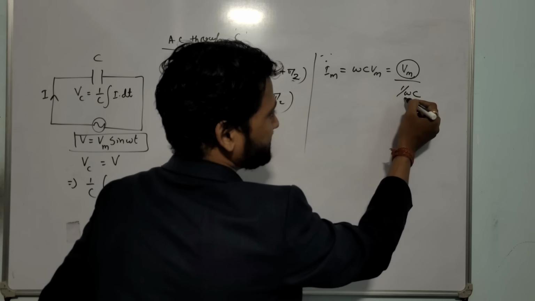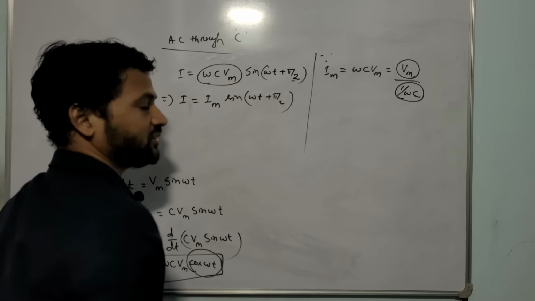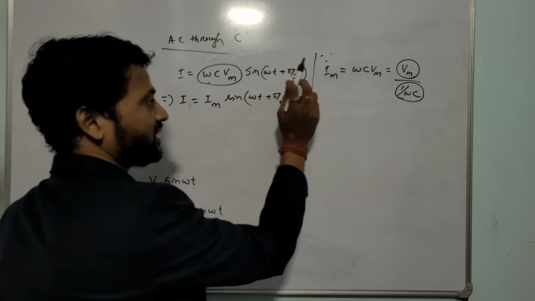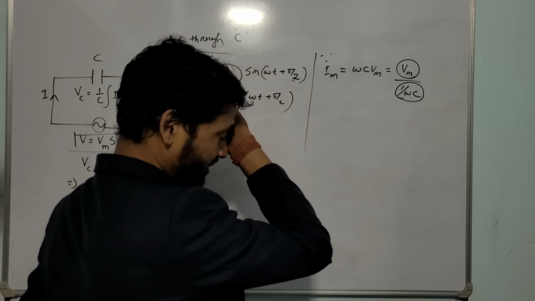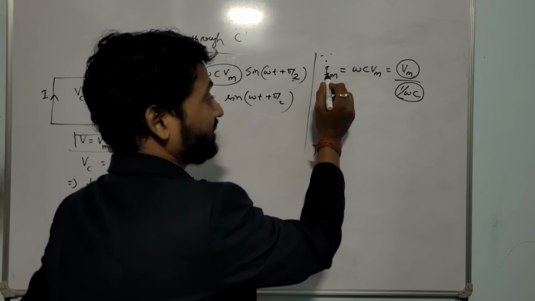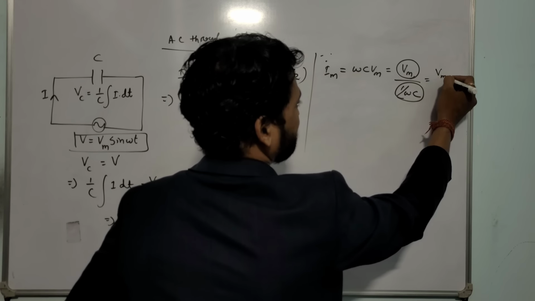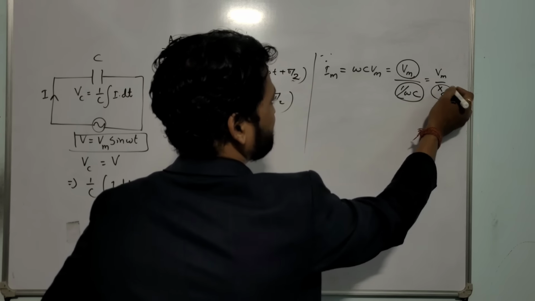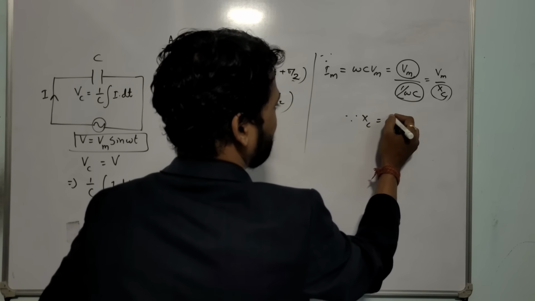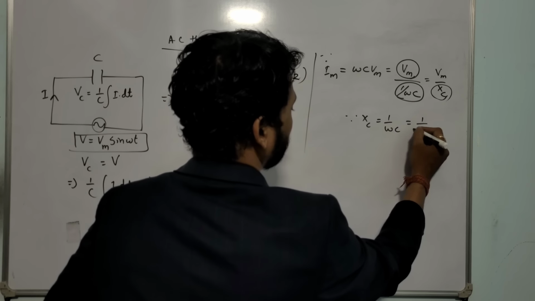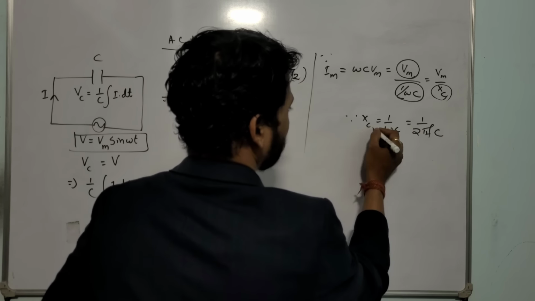मतलब voltage upon opposition is current. According to Ohm's law, current through any electrical element, if it is AC, that current is voltage upon opposition. Here opposition is what? XC, capacitive reactance. मतलब XC क्या है इधर? 1 by omega C, मतलब 1 by 2 pi FC.